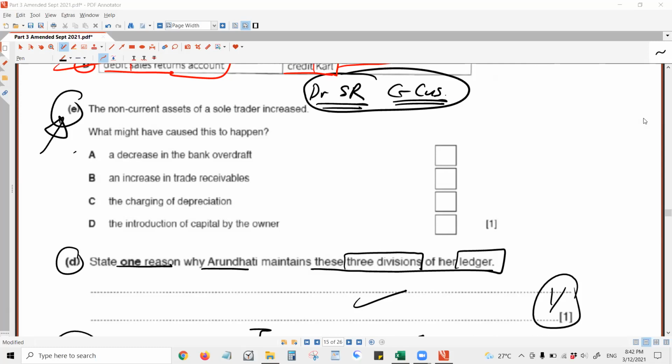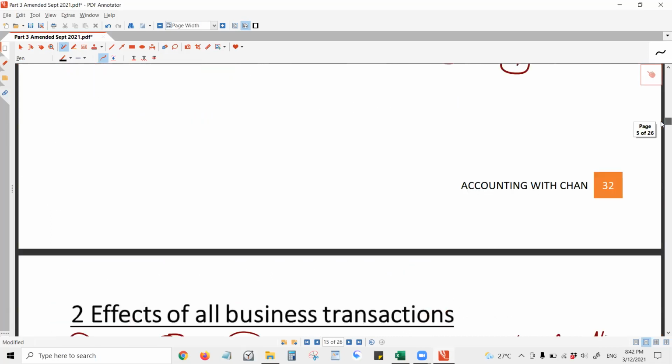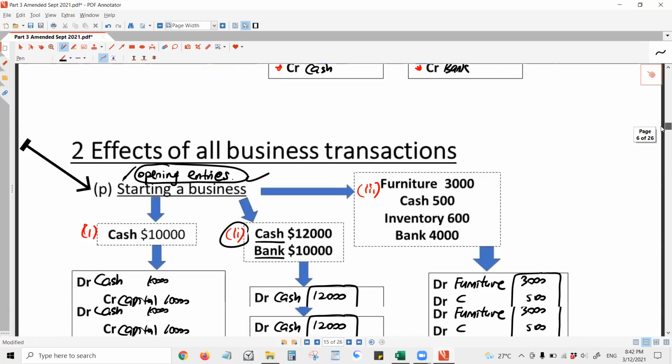Answer is D. Okay, let me explain to you why answer is D. Introduction of capital by owner. So we have to first understand what is meant by this. This means the owner invests more into the business. The owner invests more into the business. So remember, there are many things that the owner can put into the business, right? So let's recall. I show you.